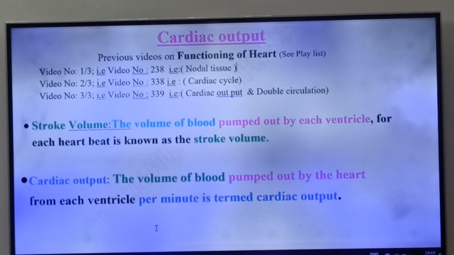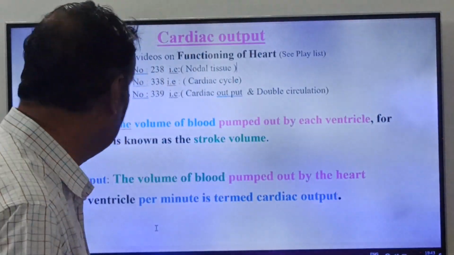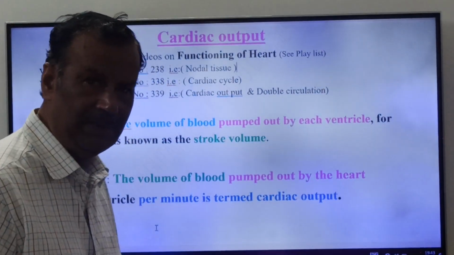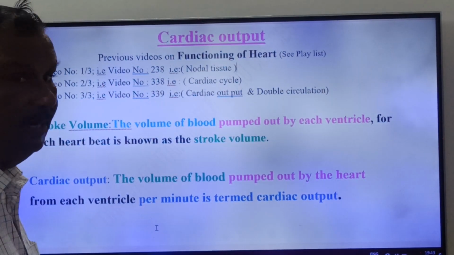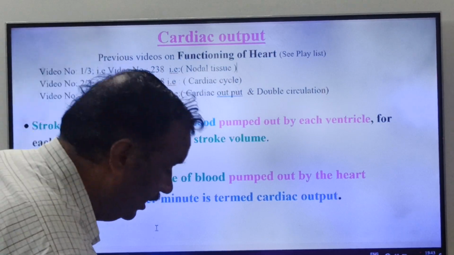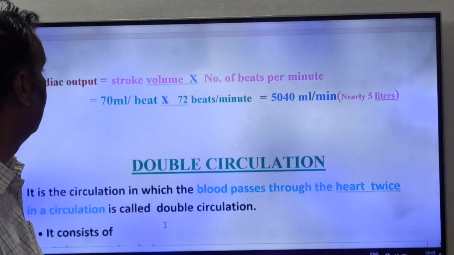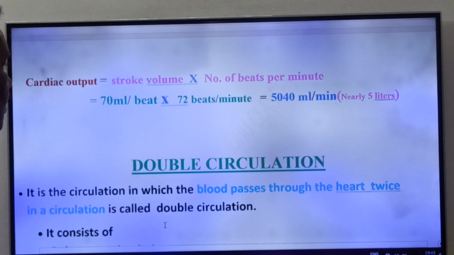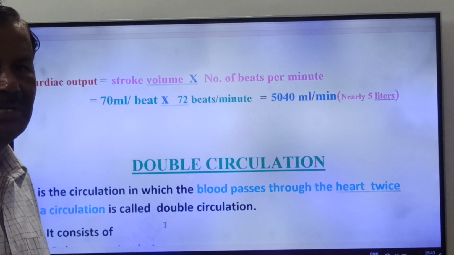So, stroke volume into number of heartbeats becomes cardiac output. Once again, friends, what is cardiac output? The volume of blood pumped out by the heart from each ventricle per minute is called cardiac output. Remember this equation: cardiac output is equal to stroke volume into number of beats per minute, that is, heart rate.